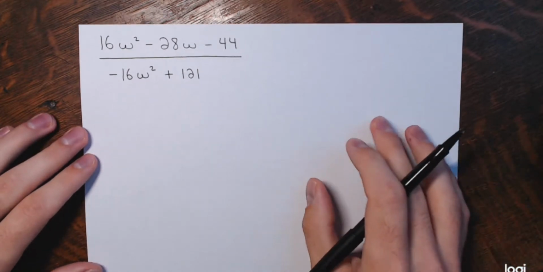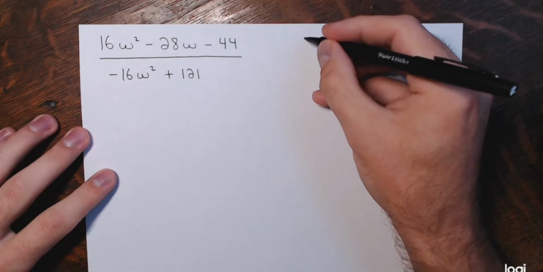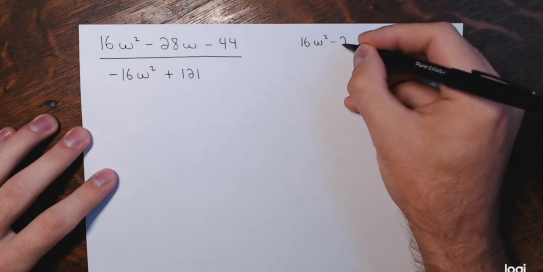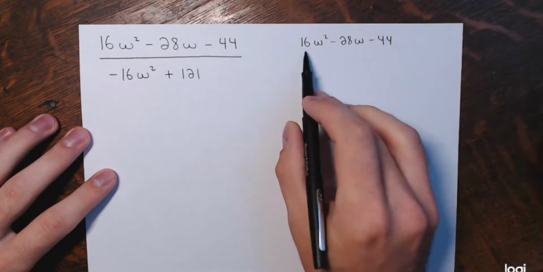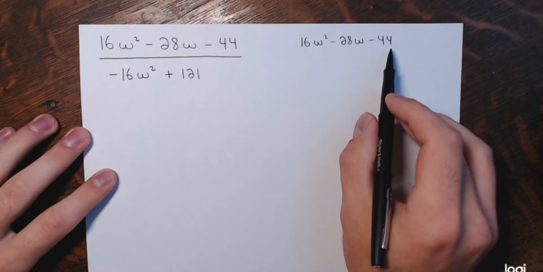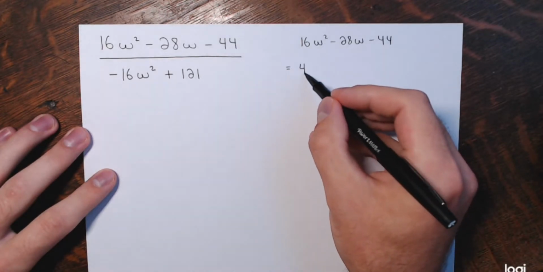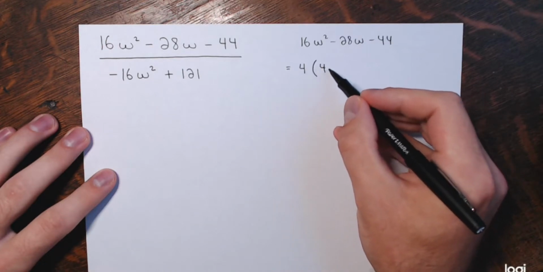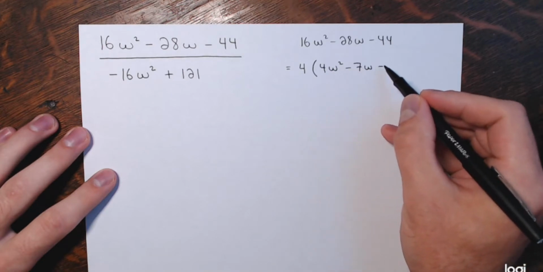Okay. So I'm going to go off to the side here. The numerator, 16w squared minus 28w minus 44. There's a common factor, right? GCF of 4 here. So I'll pull 4 out. Then you'd have 4w squared minus 7w minus 11.